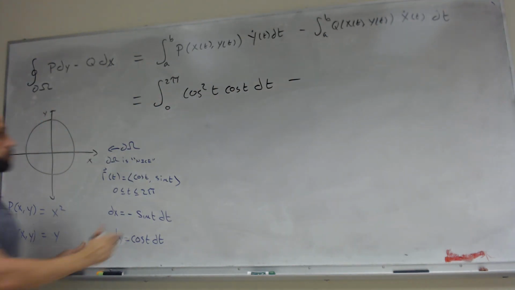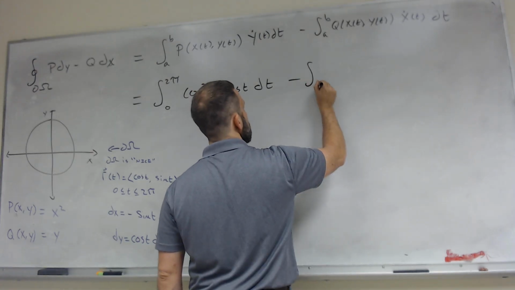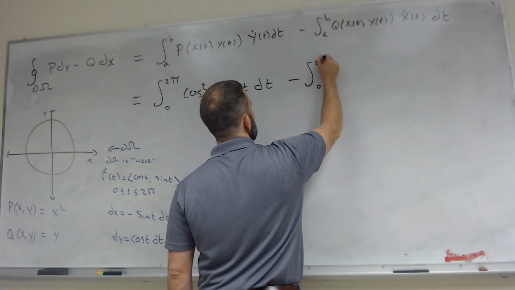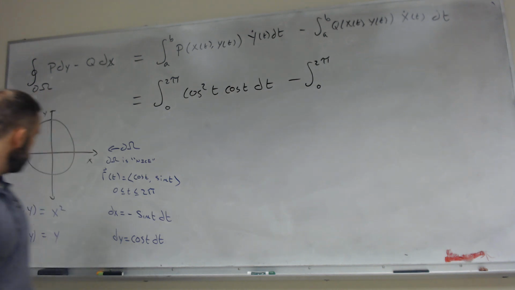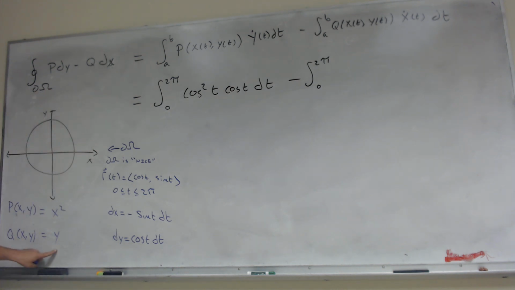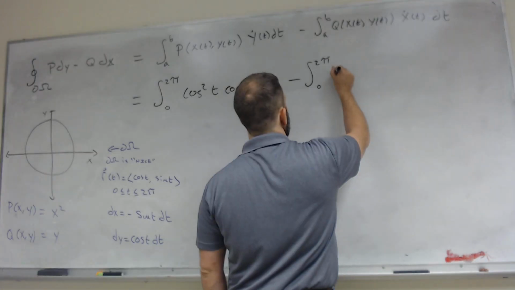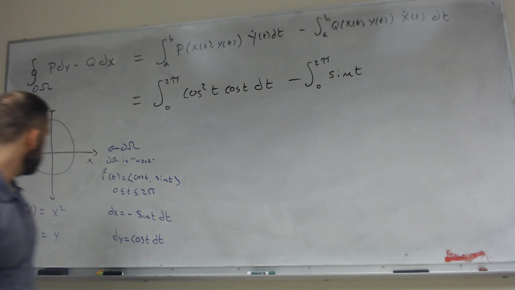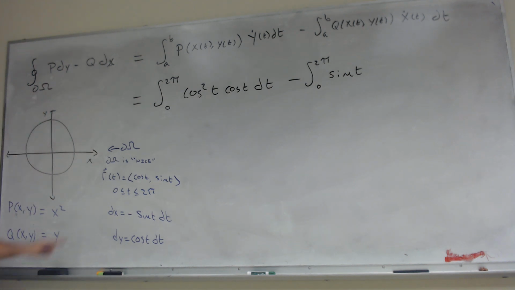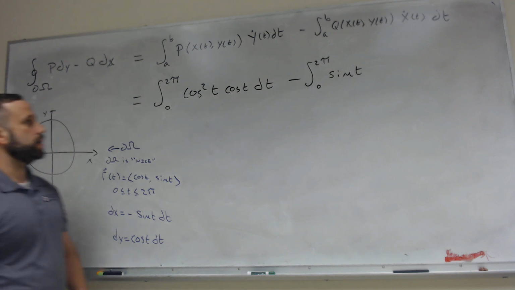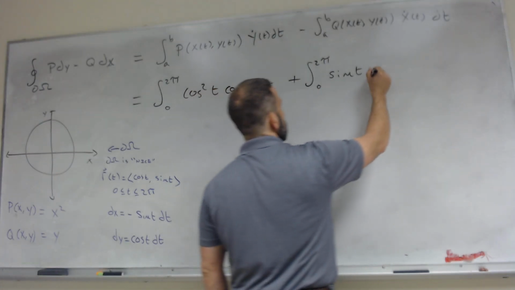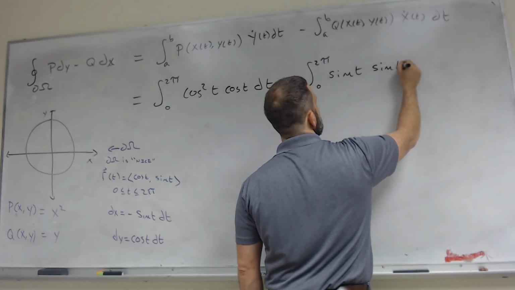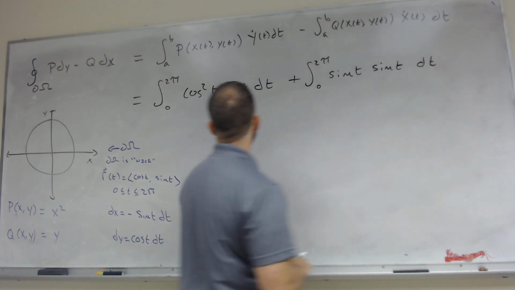Minus the next integral, the Q integral. I'm going to have the integral going from 0 to 2 pi. What's Q? Q of xy is y. Along the parameterization, y is sine t. So this is going to be sine t. And then what about dx? dx is minus sine t. So the plus sign will come out here, and this will be sine t dt.